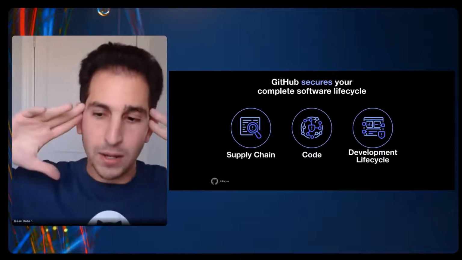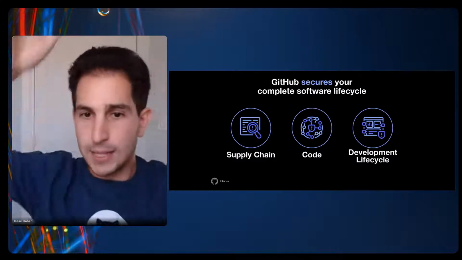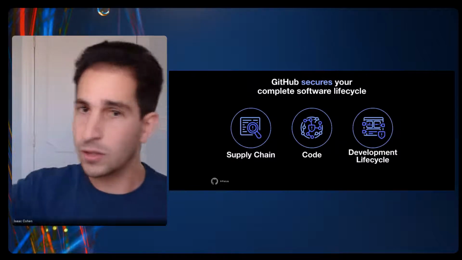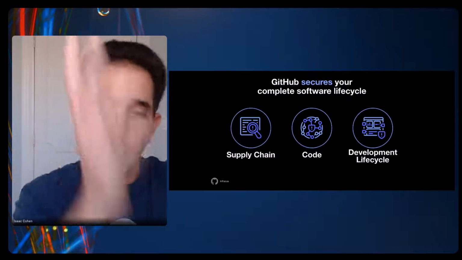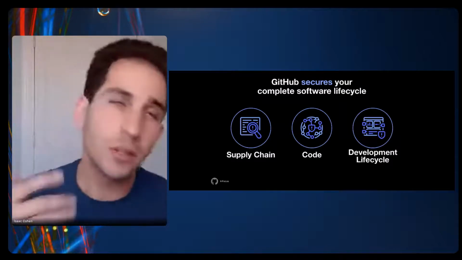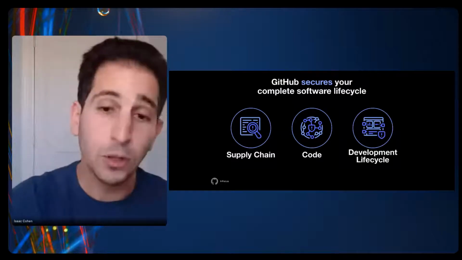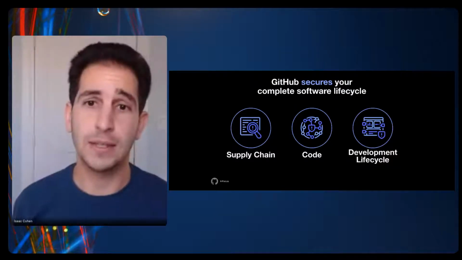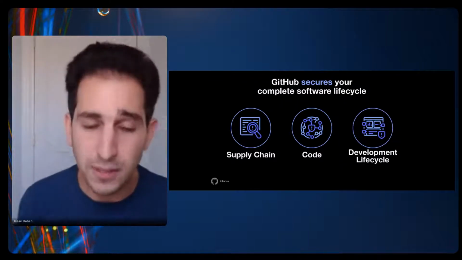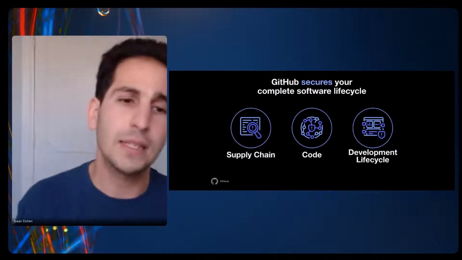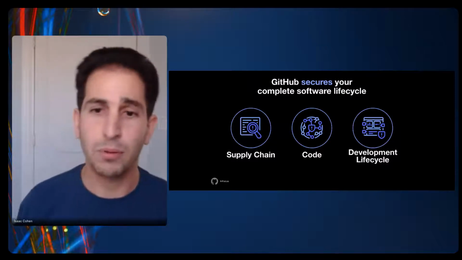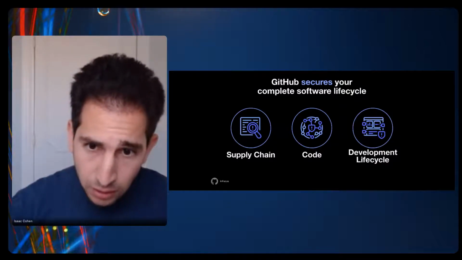So when I think about GitHub Advanced Security, I think about these three different pillars that we focus on. GitHub secures your complete software lifecycle. One is the supply chain, where we're looking at your open source dependencies and giving you alerts. Do you have any vulnerabilities associated with those dependencies, right? Because all of open source lives in GitHub, it's very easy for us to supply that information to you for your specific projects. The second main pillar is code.